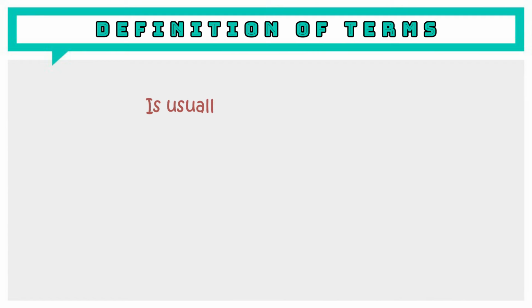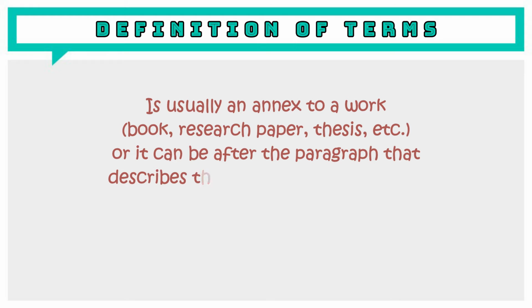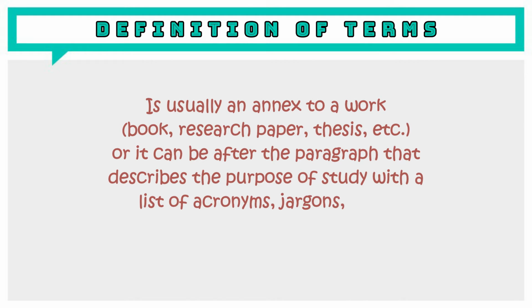Definition of terms is usually an annex to a workbook, research paper, thesis, or it can be after the paragraph that describes the purpose of study with a list of acronyms, jargons, and etc. This is an important part of a research paper or report in which the key or important terms in the study are clearly defined. So, what is the objective or purpose of definition of terms?